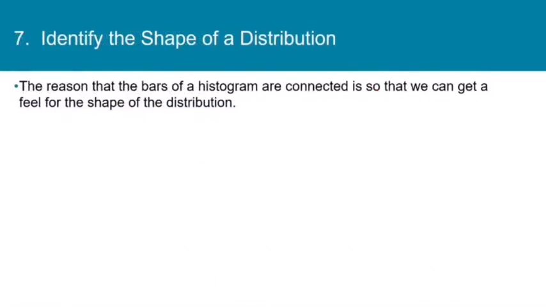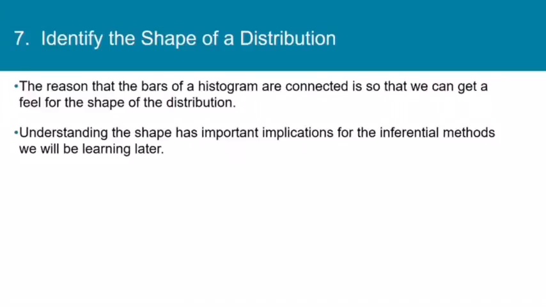Now let's talk about how to identify the shape of a distribution. And in some ways, this is the most important concept in this whole section, because we're going to be talking about the shape of a distribution all throughout the rest of the class. So it's very important for you to latch on to this idea. The reason the bars of a histogram are connected is so that we can get a feel for the shape of the distribution. Understanding the shape has important implications for the inferential methods that we'll be learning later.